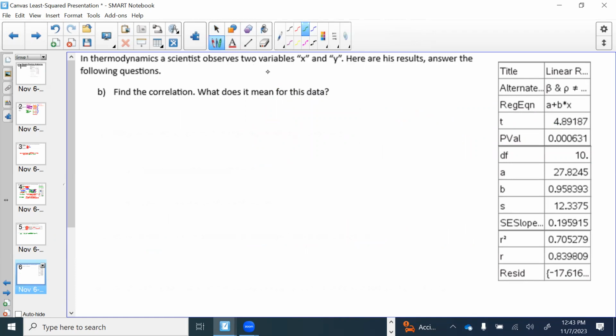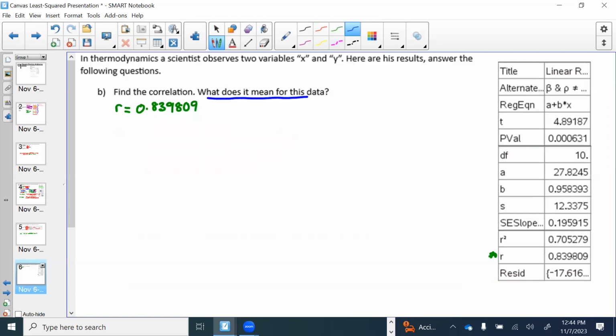Find the correlation. Well, I can tell you what the correlation value is. That's my R value. But I can't analyze it. If they ask me what's the correlation value, it's 0.839. Normally I would say, oh, it's positive, it's fairly strong. But in this case, what does it mean? Well, I can't analyze it. This table's all bad because it's not supposed to be a line. So I'm just going to say not a good fit.